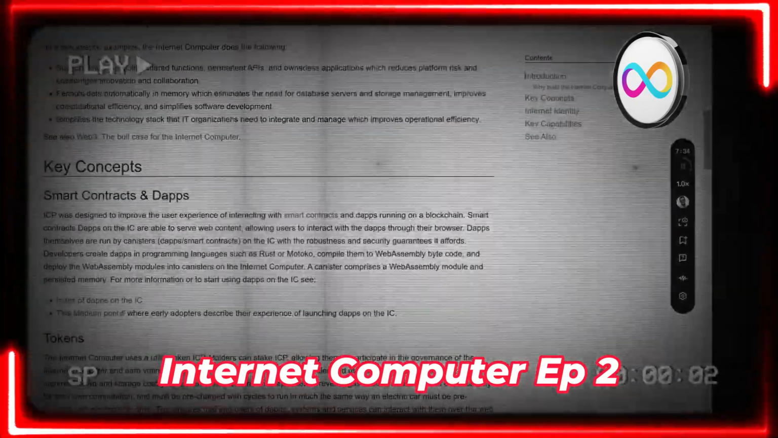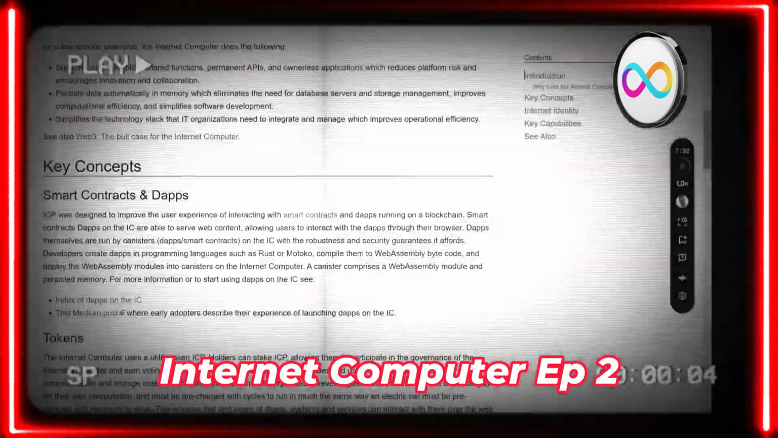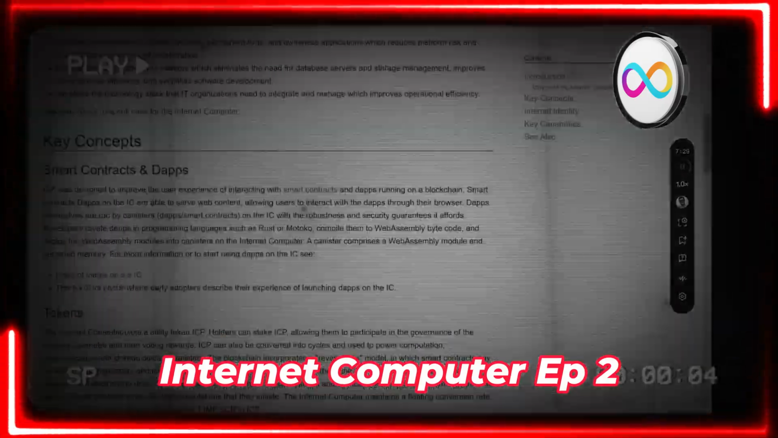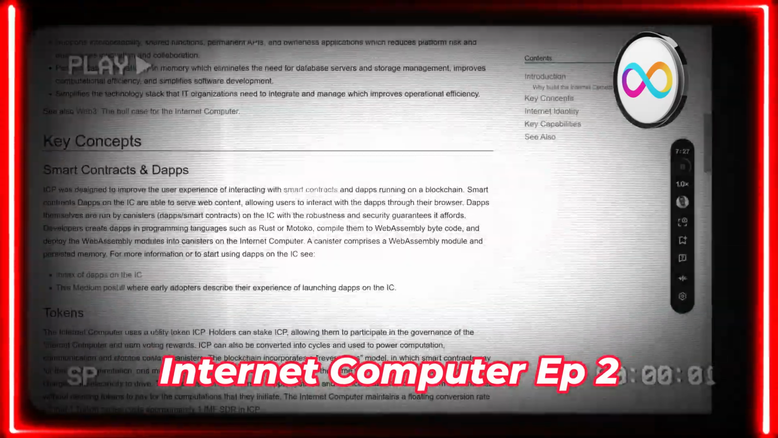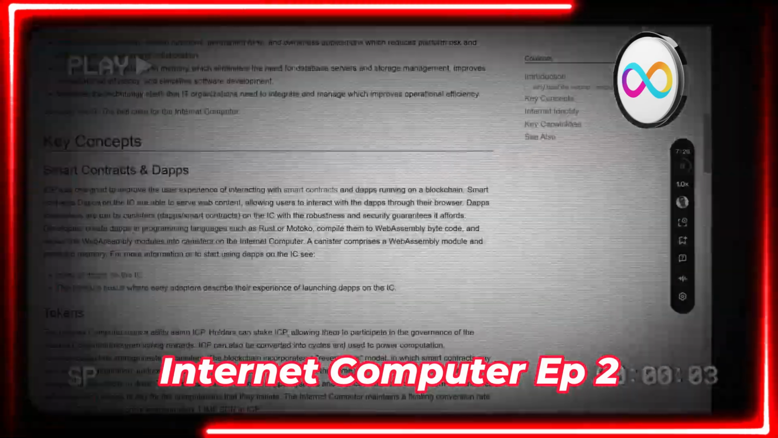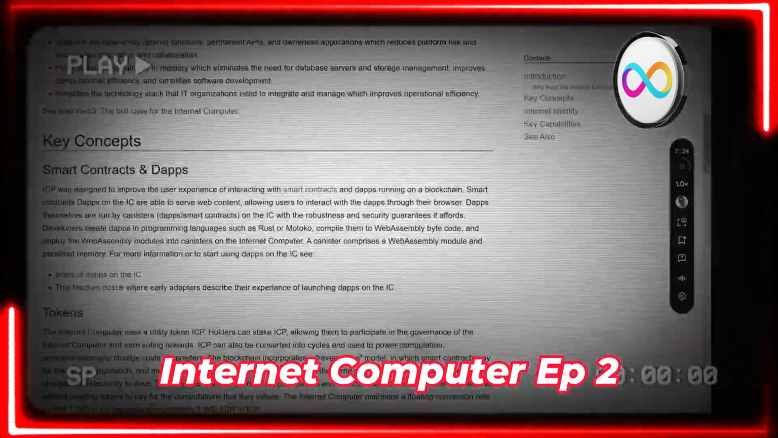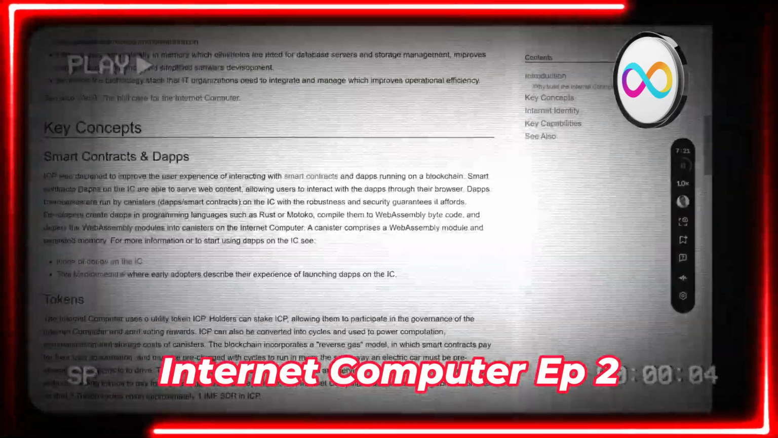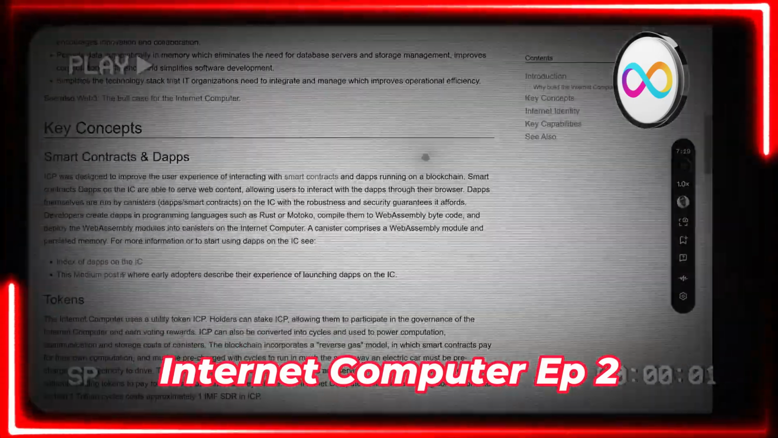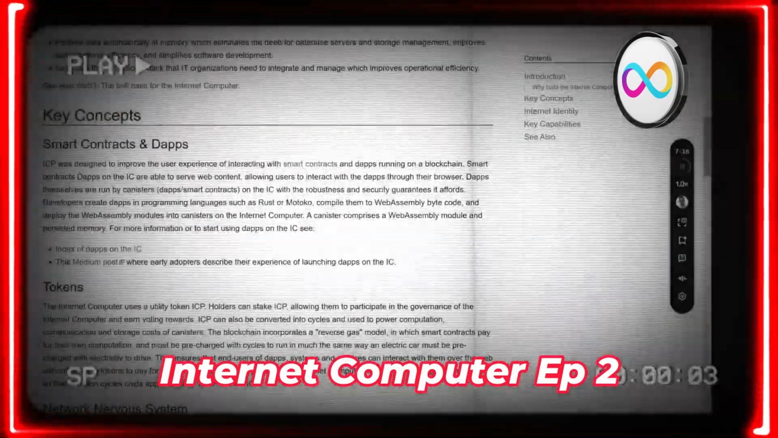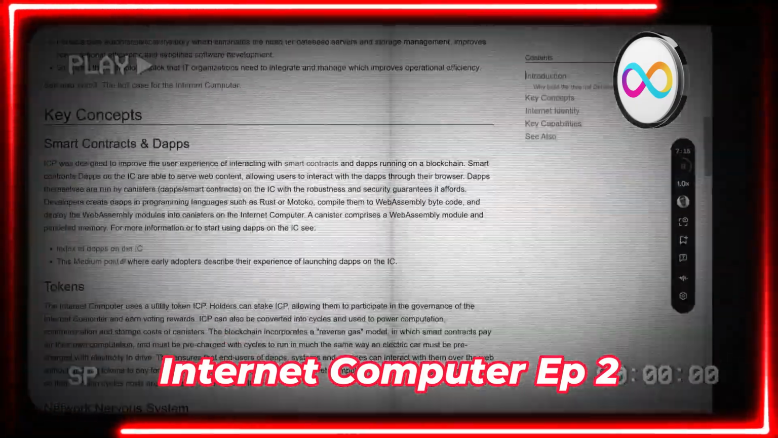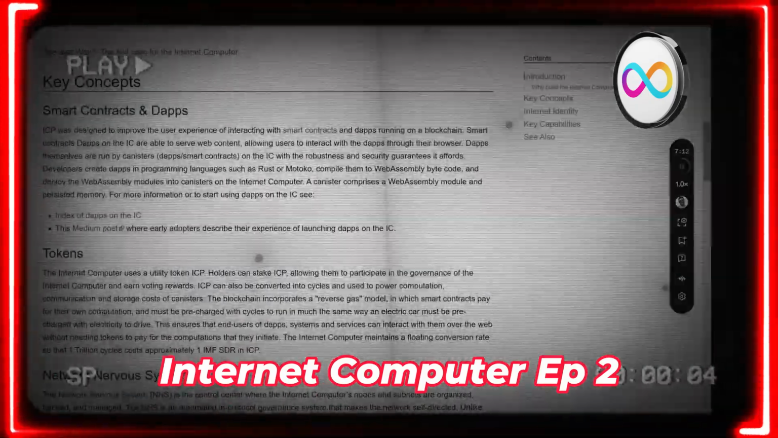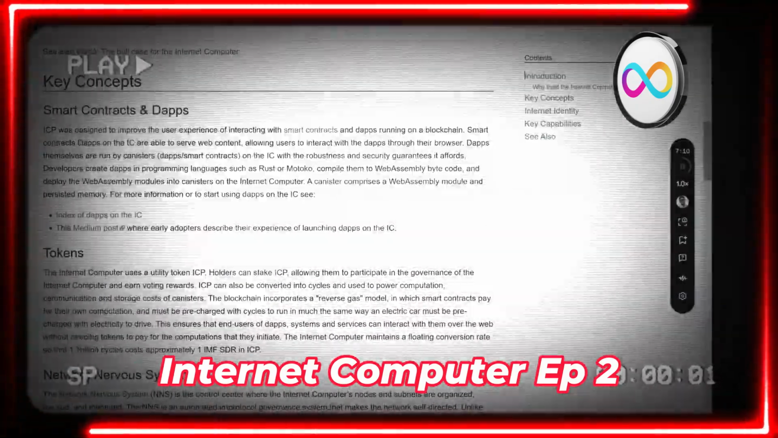dApps themselves are run by canisters, dApp smart contracts on the IC, with the robustness and security guarantees it affords. Developers create dApps in programming languages such as Rust or Motoko, compile them to WebAssembly bytecode, and deploy the WebAssembly modules into canisters on the Internet Computer. A canister comprises a WebAssembly module and persisted memory. For more information or to start using dApps on the IC, see the Index of dApps on the IC, and this Medium post where early adopters describe their experience of launching dApps on the IC.